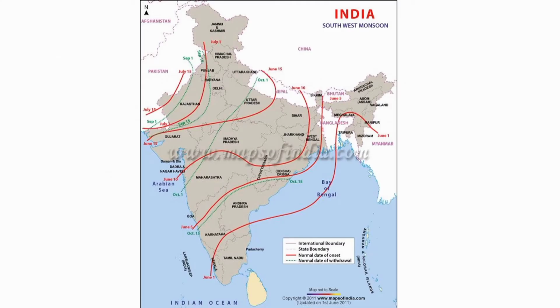This is the temporal map of how monsoon occurs in India. Look, on June 1st, it is hitting the Indian coast. By June 5th, it reaches almost to the central part of India. On June 10th, it reaches the central part. On June 15th, it reaches up to the Uttar Pradesh region and then the northern part. So this is how the monsoons shift with time.